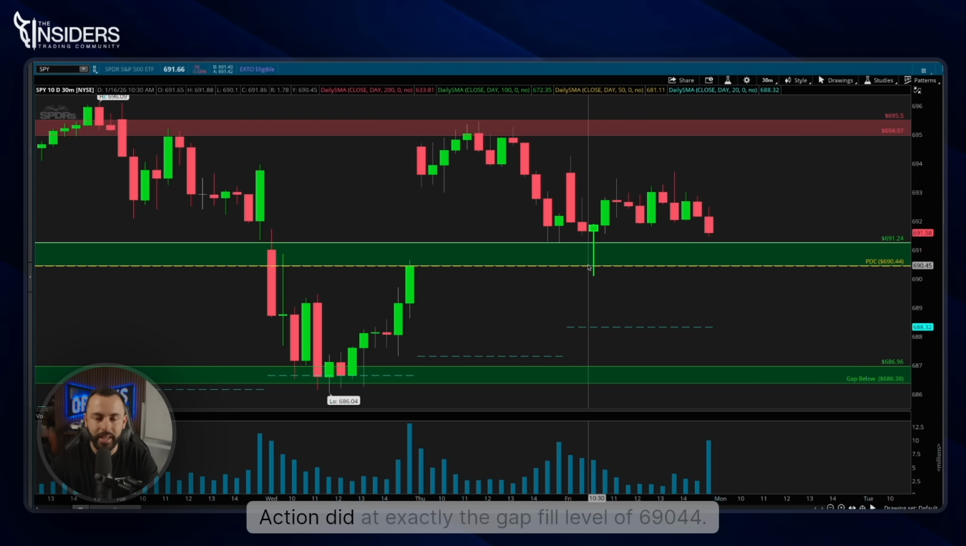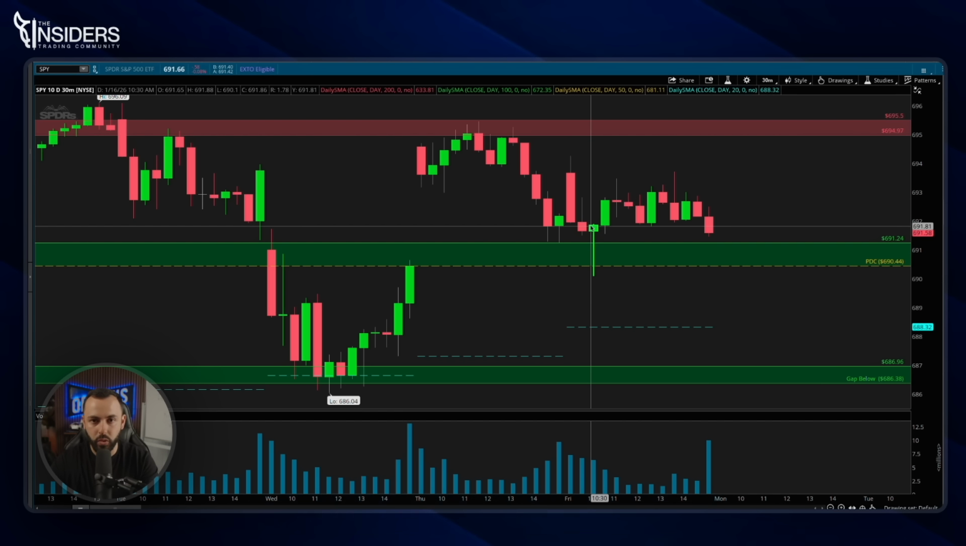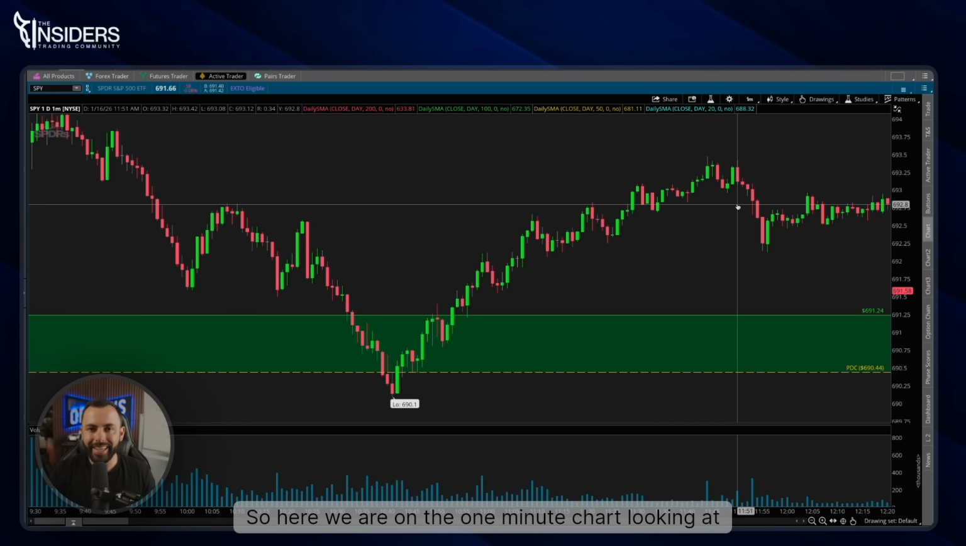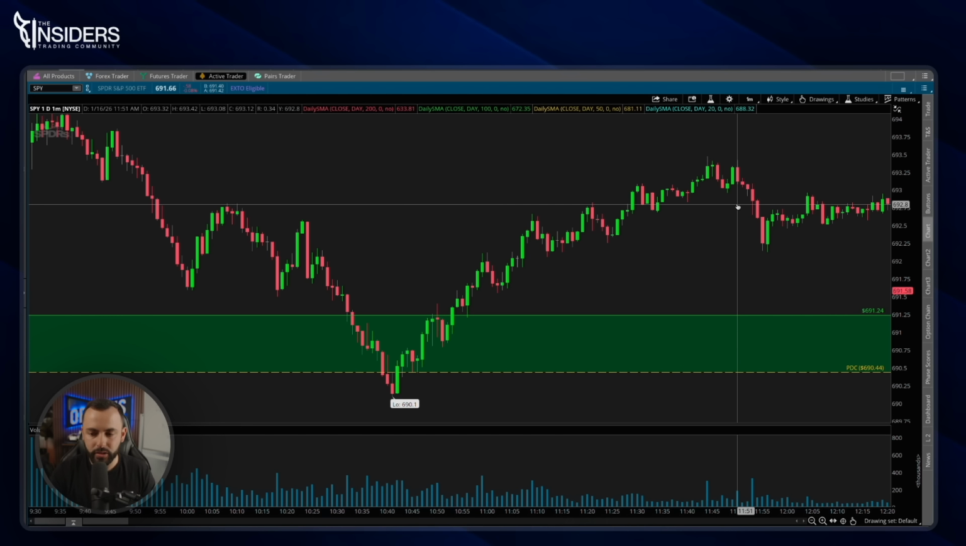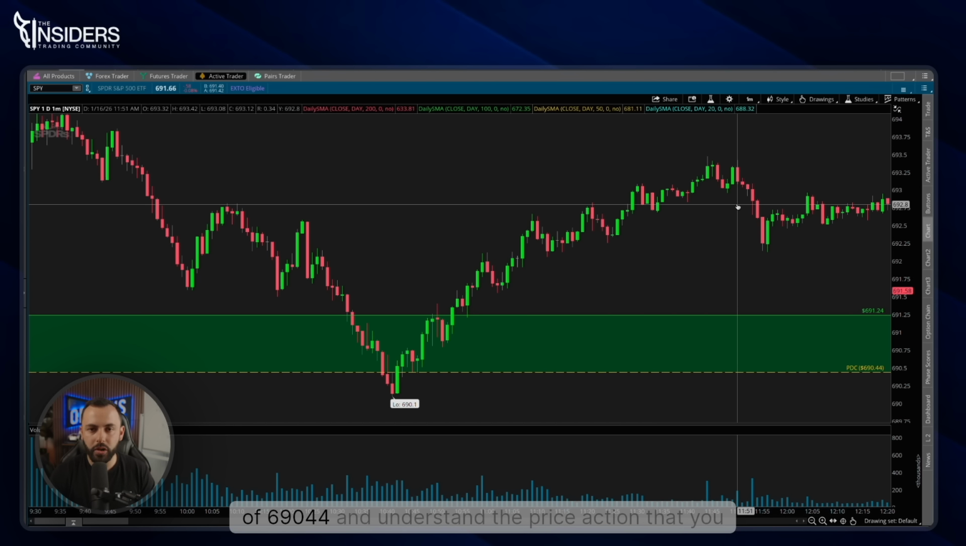And so now, with that said, let's go ahead and zoom in and look at what price action did at exactly the gap fill level of 690.44. So here we are on the 1 minute chart looking at Friday's price action, and let's go ahead and dissect exactly what happened at this gap close level of 690.44 and understand the price action that you need to start to look for on an intraday basis.